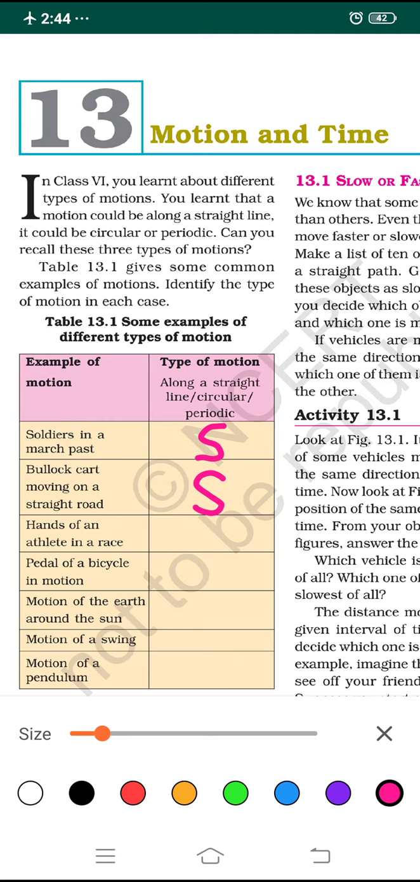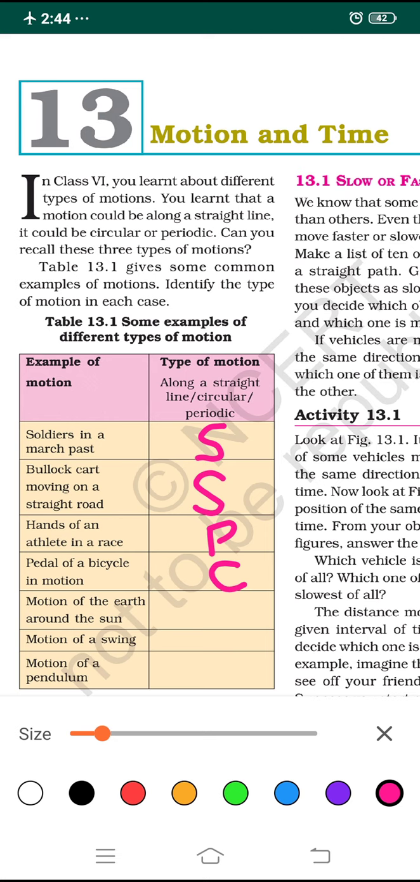Remember, when an athlete is running in a race, how do the hands move? When the left hand is in front, the right hand is back, and like that alternately. So what kind of motion is this? Periodic motion. Pedals of a bicycle in motion. The pedals of the bicycle move in which manner? That is circular motion.